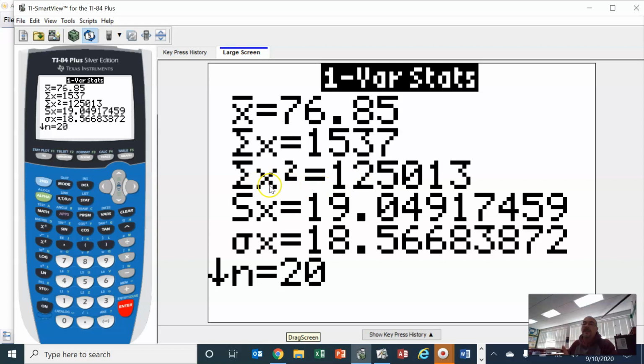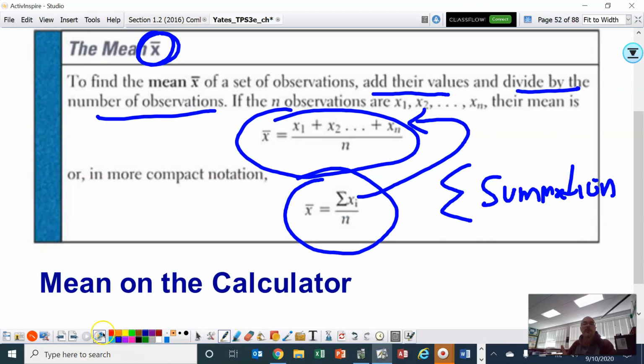The third line, that is each number squared and then added together. Okay, we don't use that one at all. Okay, that third line, I'm sure in some other math class they may need that. Everything else that's on this screen, I'm going to talk about at a later time. There's one more thing I'm going to talk about in this video that you will find on this screen. Okay, let me go back to this. So that's the mean on the calculator.